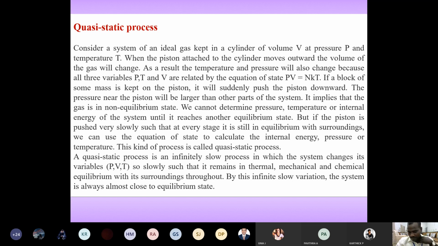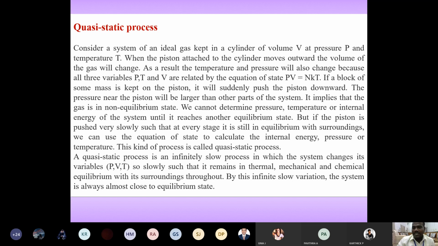You know what is equilibrium? There are no force reactions happening. If there are no thermal reactions and no chemical reactions happening, then only can we say that the system is in an equilibrium condition. So for a certain instant, we can't say the system is in equilibrium. We can't determine pressure, temperature, and internal energy of the system until it reaches another equilibrium state.